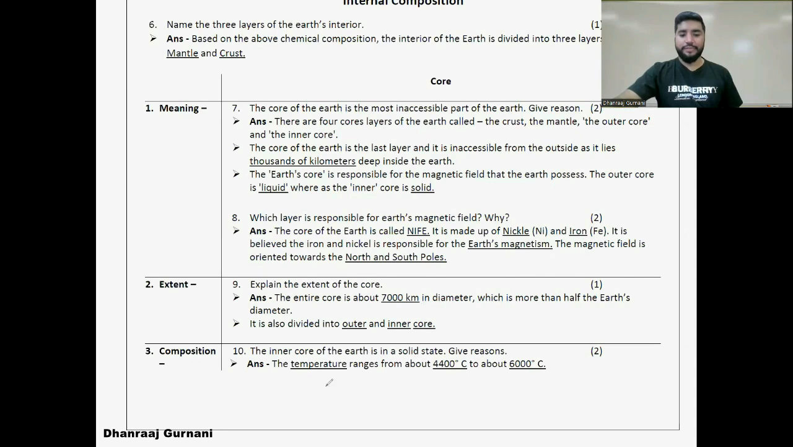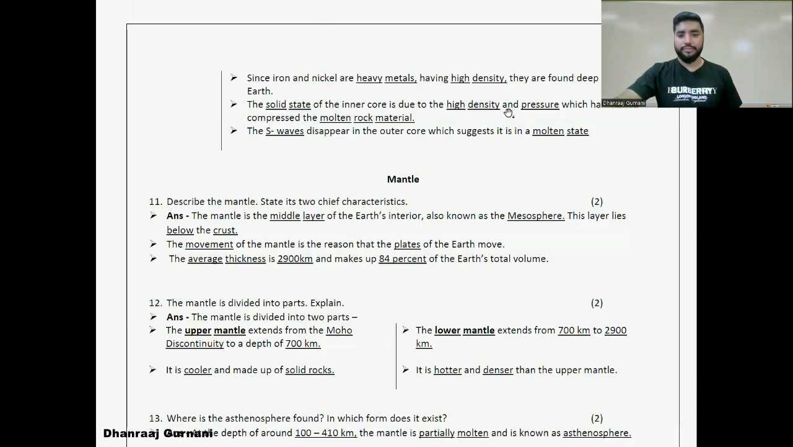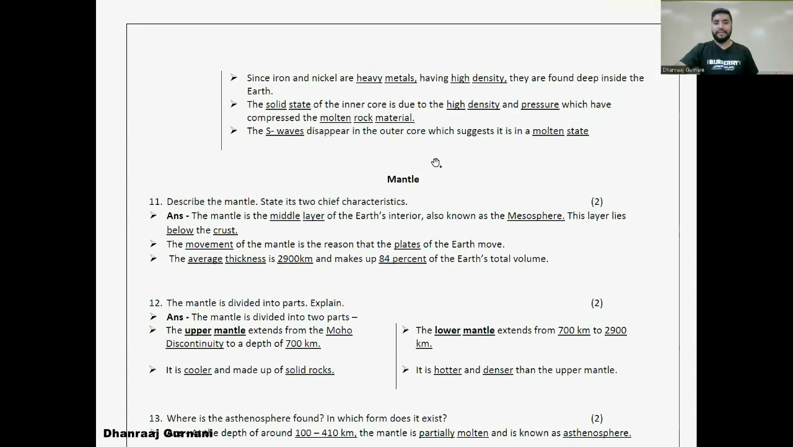Three simple points. First one, the temperature ranges from 4,400 to 6,000 degrees Celsius, which is very hot. Second one, you've already done the second one as well. Since iron and nickel are heavy metals, having heavy density, they are found deep inside the earth.